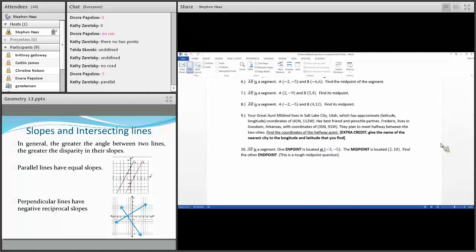Perpendicular lines, on the other hand, have slopes that are negative reciprocals. For example, what is a reciprocal? It means you flip the fraction. If I had, for example, 4 over 3, the reciprocal would be 3 over 4. Negative reciprocal is the opposite sign as well. So what's the negative reciprocal of 5? 5 over 1. What's the negative reciprocal? Negative 1/5.